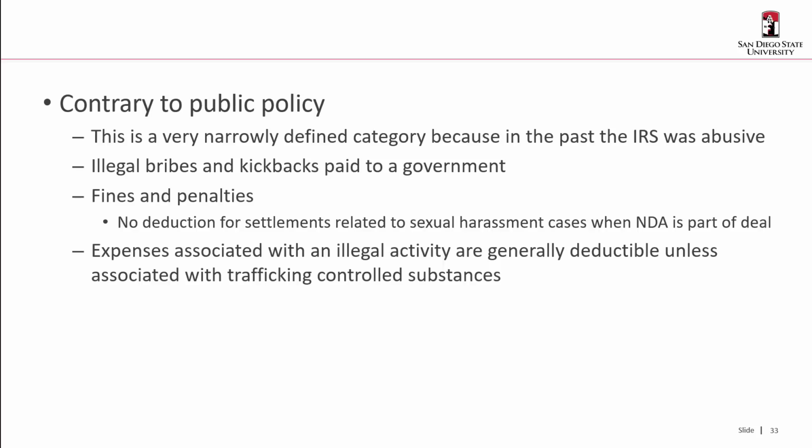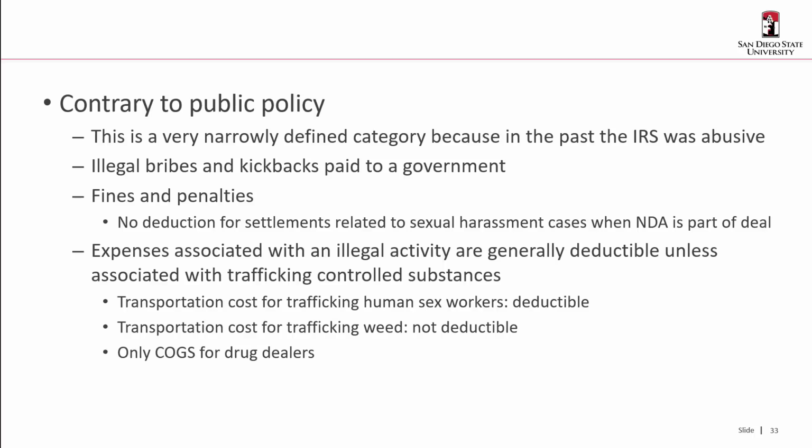So basically, drugs. For example, transportation costs for the trafficking of human sex workers are entirely deductible. However, the transportation costs for trafficking weed are not deductible. And you should recall that the rules on gross income permit a cost of goods sold deduction. So the cost of goods sold for drug dealers is deductible, but none of their other expenses, at least for federal income tax purposes, are deductible because those are expenses associated with a federally illegal activity.